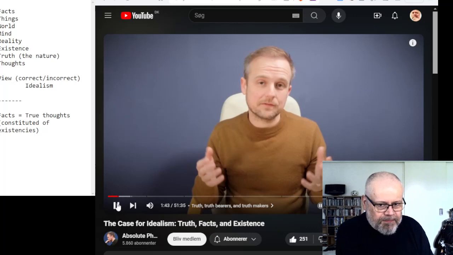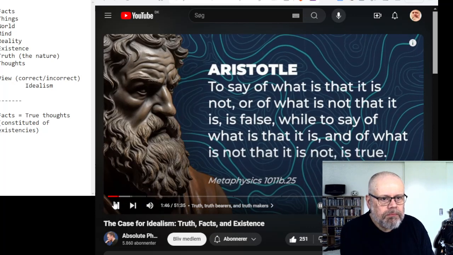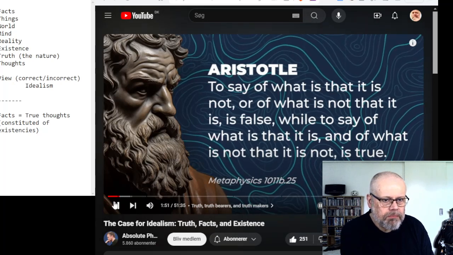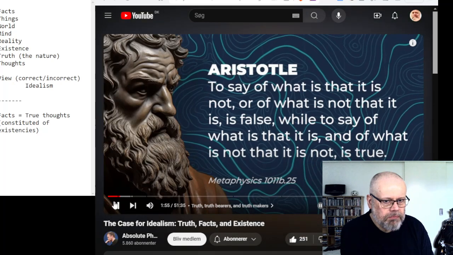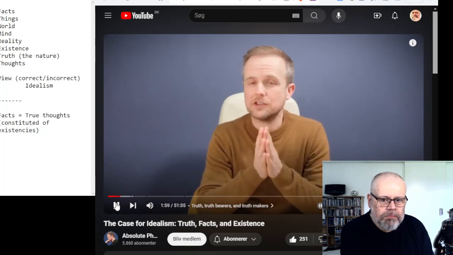Okay, enough of that. "To say of what is that it is not, or of what is not that it is, is false. While to say of what is that it is, and of what is not that it is not, is true." Here, Aristotle gets at the intuitive idea.